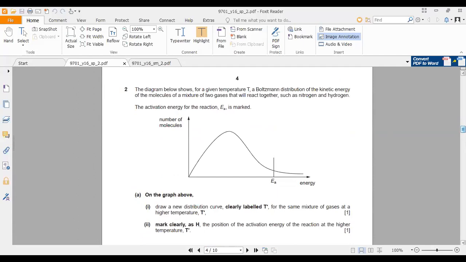Let me tell you something about the graph. In the beginning, see the x-axis and y-axis. In the x-axis we have shown energy, in the y-axis we have shown the number of molecules. So what can you see from the graph? There will be a very small number of molecules having very little energy, and there will be very few molecules having very high energy. The majority of the molecules will have average energy. You can think about your class only.